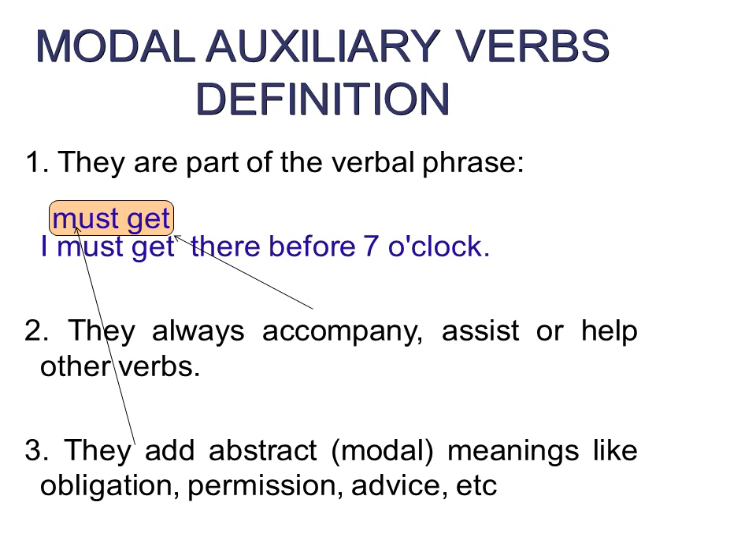Modal verbs are part of a verbal phrase. I must get there before 7 o'clock. Must is the modal verb here. They always accompany, assist or help other verbs. This is why we call them modal auxiliary verbs. They add abstract or modal meaning like obligation, permission and advice.